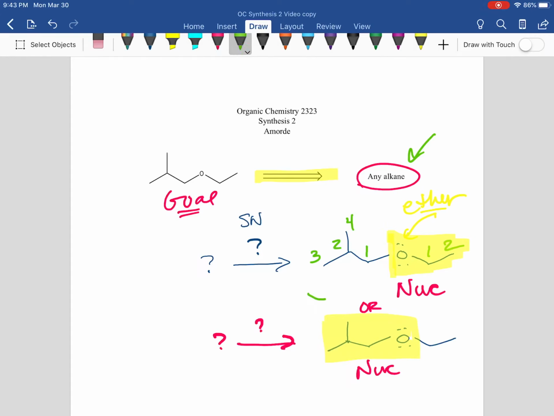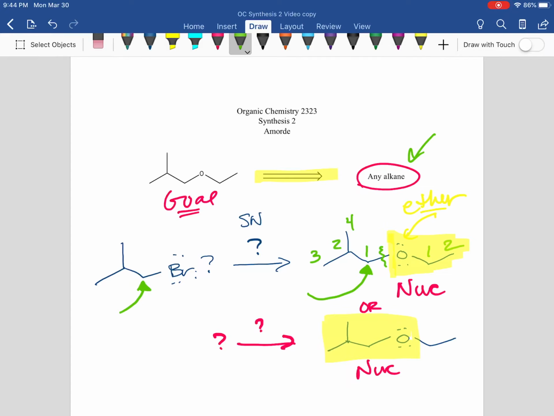So we always substitute where the electrophile is. So that means whatever is right there. This is the bond that's made when you substitute. So that turns into your electrophile when we go one step backwards. And this is your electrophile.